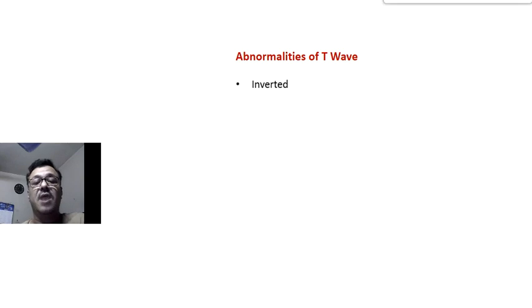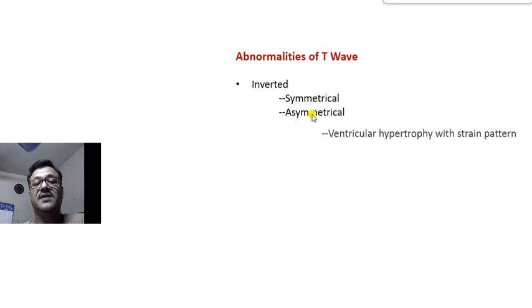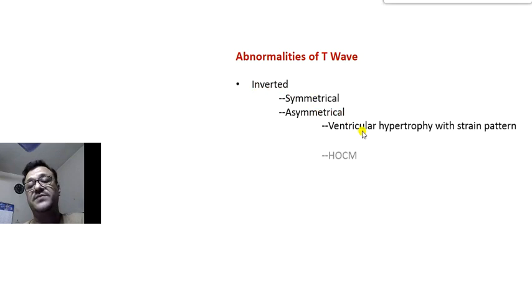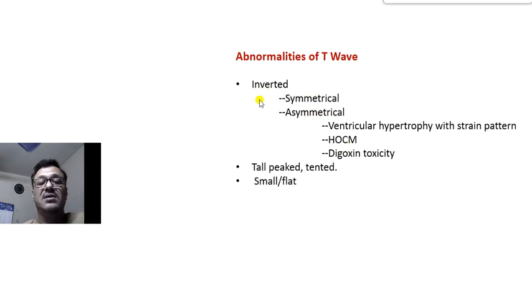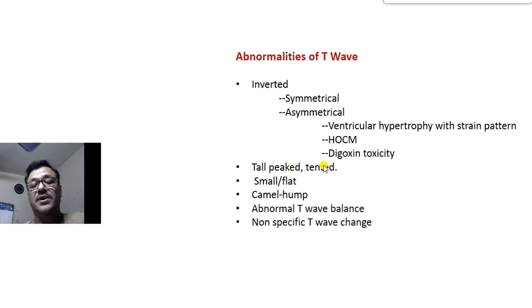Now we go through the abnormalities of the T wave. First of all, inverted T wave, symmetrical or asymmetrical. Asymmetrical inverted T wave is seen in ventricular hypertrophy with strain pattern, hypertrophic cardiomyopathy, and digoxin toxicity. Now the abnormalities of the T wave: first one is inverted, asymmetrical and symmetrical T wave inversion, tall peaked tented T wave, small flattened T wave, camel hump T wave, abnormal T wave, and non-specific T wave change.